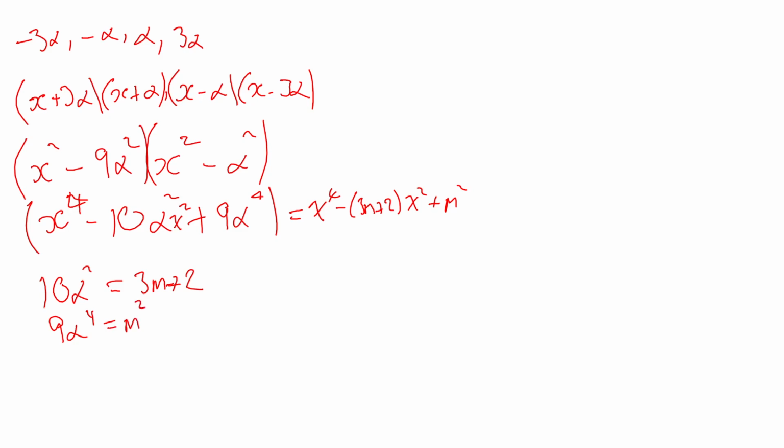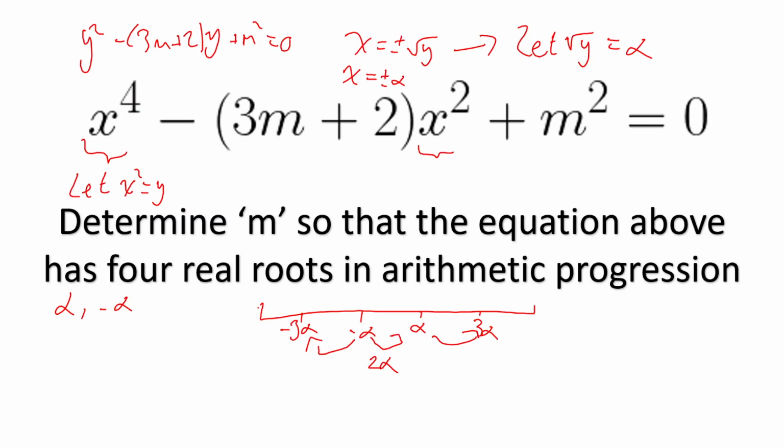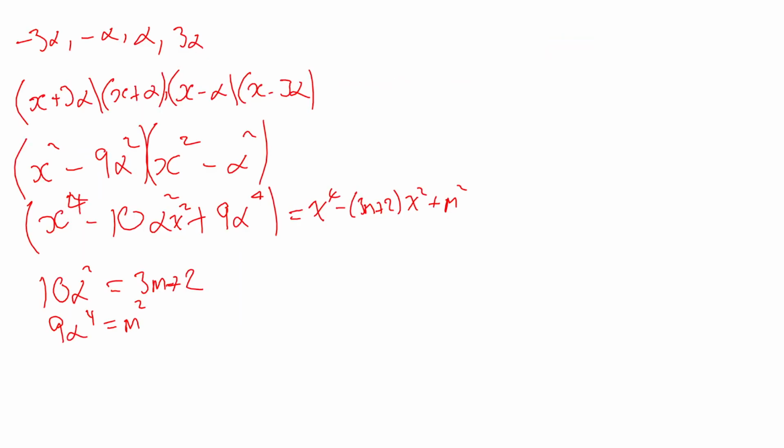But we're not looking for the roots. The question doesn't want us to look for the roots. The question wants us to determine m. We can find the roots if we want to, but that's not what we're doing. We're looking for the value or values of m. So we need to get rid of our alphas and only have terms of m remaining.